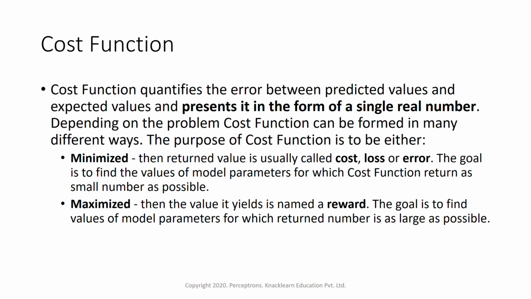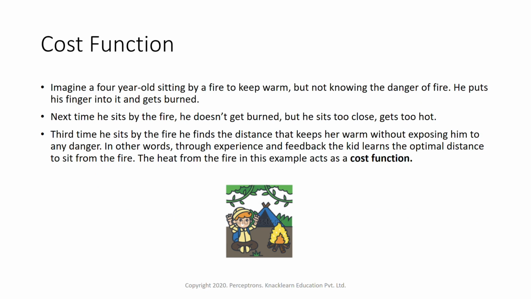Based on the problem statement, we have to use different strategies. The other one is maximizing. Here the value it yields is nothing but a reward. The goal is to find a value of model parameter for which the returned number is as large as possible. We have to find a larger value in case of certain models where the cost function might be a positive reward. So these are the two aspects of cost function.